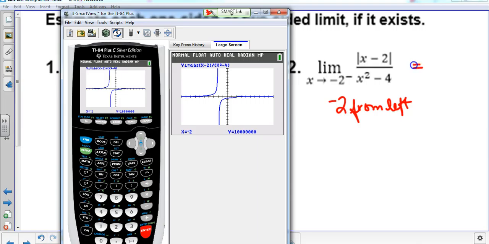This did not ask us, so actually this limit does not exist. The graph increases without bound towards infinity. Does not exist. It actually does not exist, but we say it's going to approach infinity.